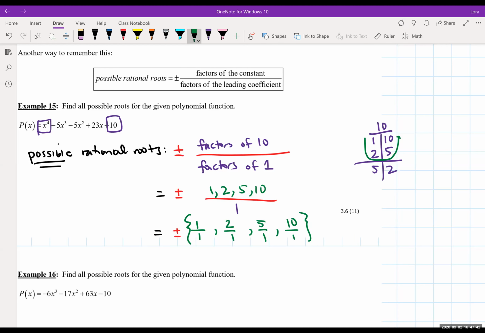So now we just take care to reduce, write it in a prettier form. So I'll go sideways just a little bit, or I'll go down. Don't forget the plus or minus and braces. 1 over 1 is 1, 2 over 1 is 2, 5 over 1 is 5, and 10 over 1 is 10.